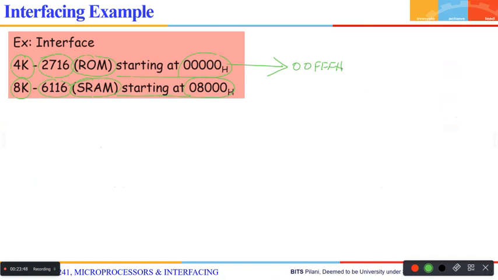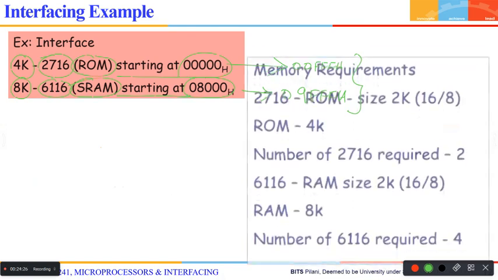Okay, can you tell me what is the ending address for this? Starting address of ROM is 0000. Ending address is 00FFFH. Now, for 8K, starting address is 0800. What is the ending address? 09FFF. This is very important. Unless you know this, you cannot go further because your entire table will depend on this. Okay, what next?